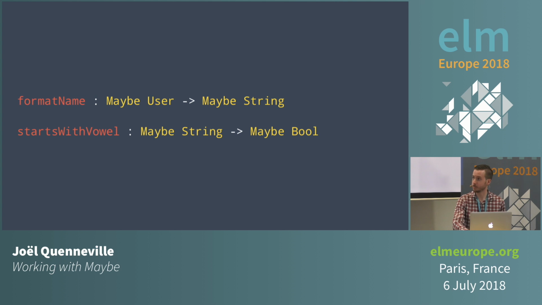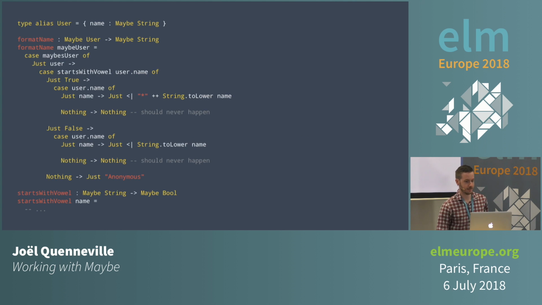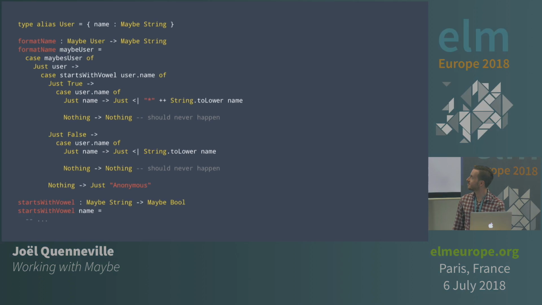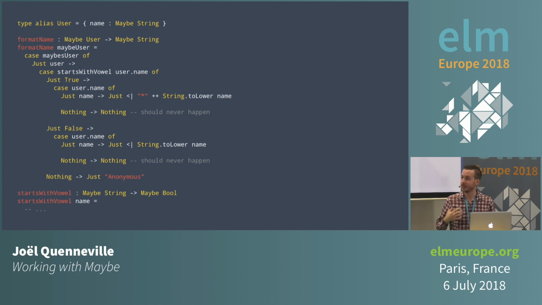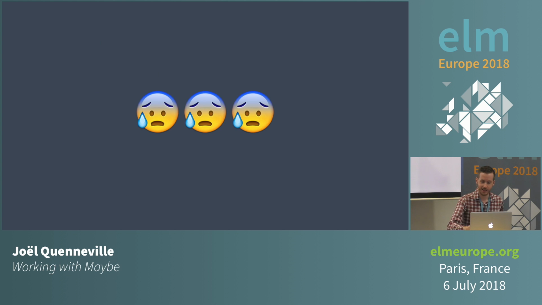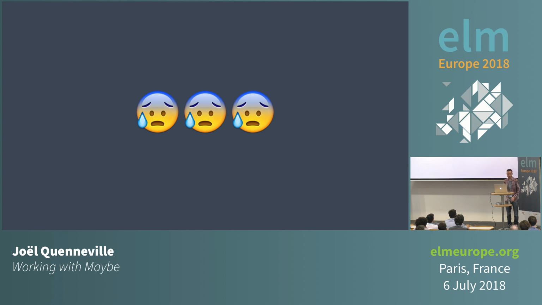So the actual implemented function might look something like this. Anybody here write a function like this before? Yes. And if you have done that, you probably feel the same way I feel after that. And that is like this. Because that is not sustainable, and there's no way I'm going to have to write this many conditionals to do something as simple as conditionally prepending a star and lowercasing a name.